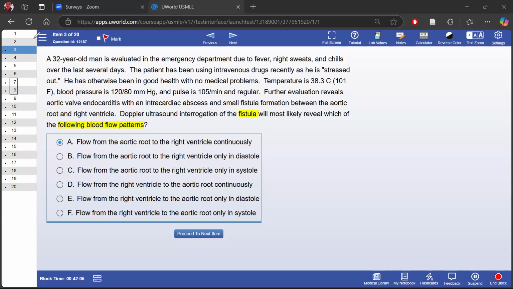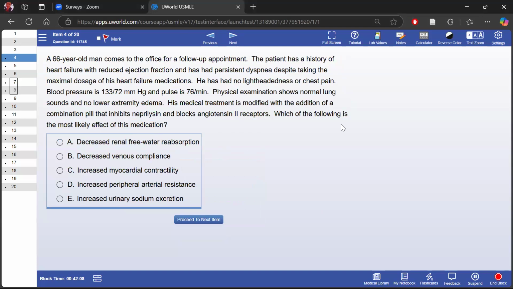All right. Let's see the next one. Okay. This is the next one. Okay, I think I have a question.